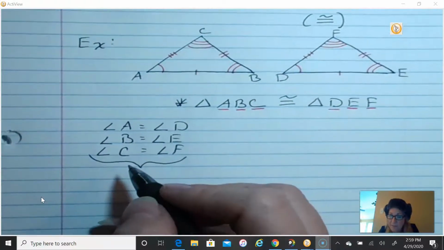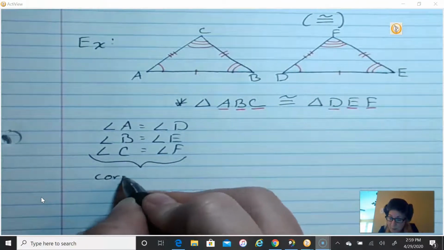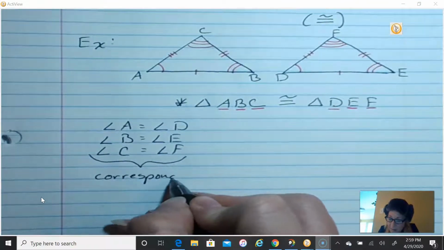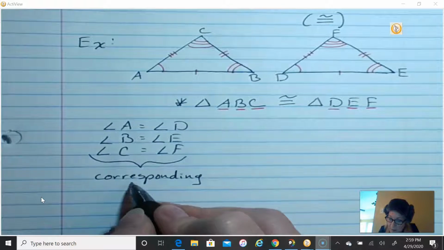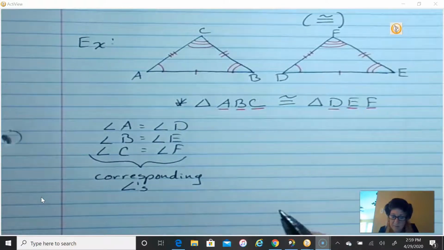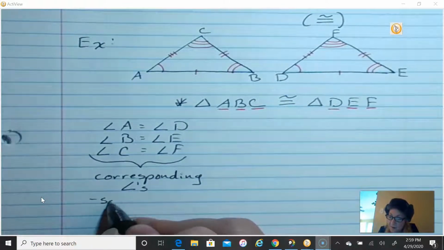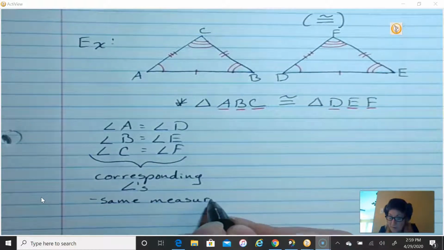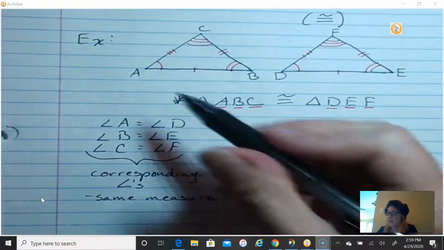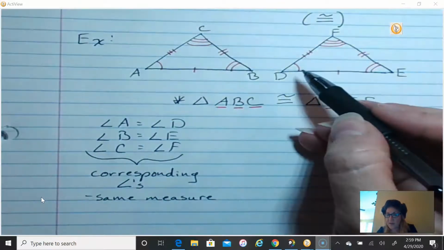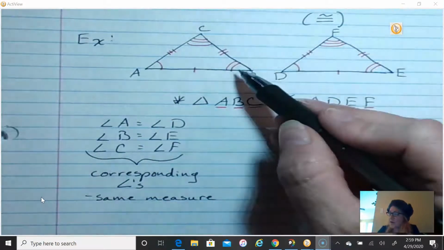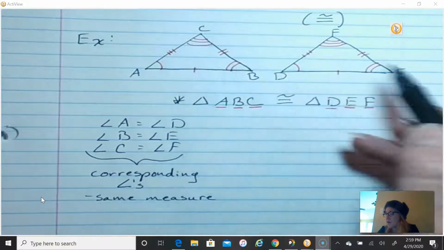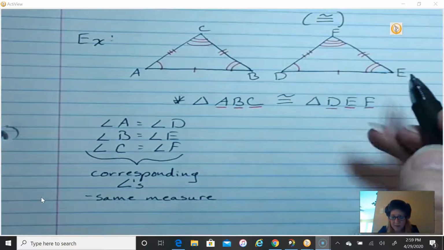They have corresponding angles. It means they have the same measure. Like if this was 30 degrees, this was 30 degrees. If this was 25 degrees, that one would be 25 degrees, etc.